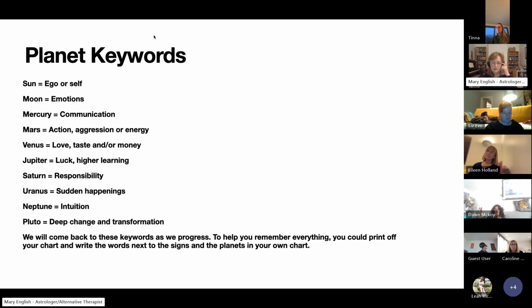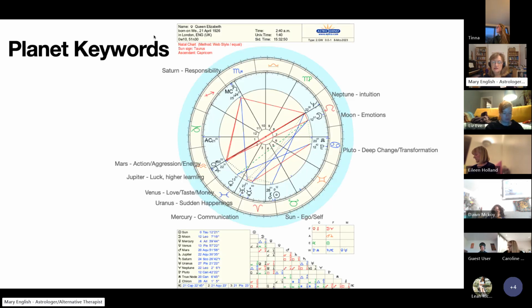I will come back to these keywords as we progress, but to help you remember everything, if you print off your chart and write those words next to your signs and planets in your own chart, you'll find understanding your chart much easier. So here we go again with good old Queenie. I've written the keywords for those planets around her chart. So Saturn, top left, responsibility. Mars, action, aggression and energy. Jupiter, luck, higher learning, etc. So I've written those on her chart so you can see that's how to do it, so that you can make it easier for yourself.